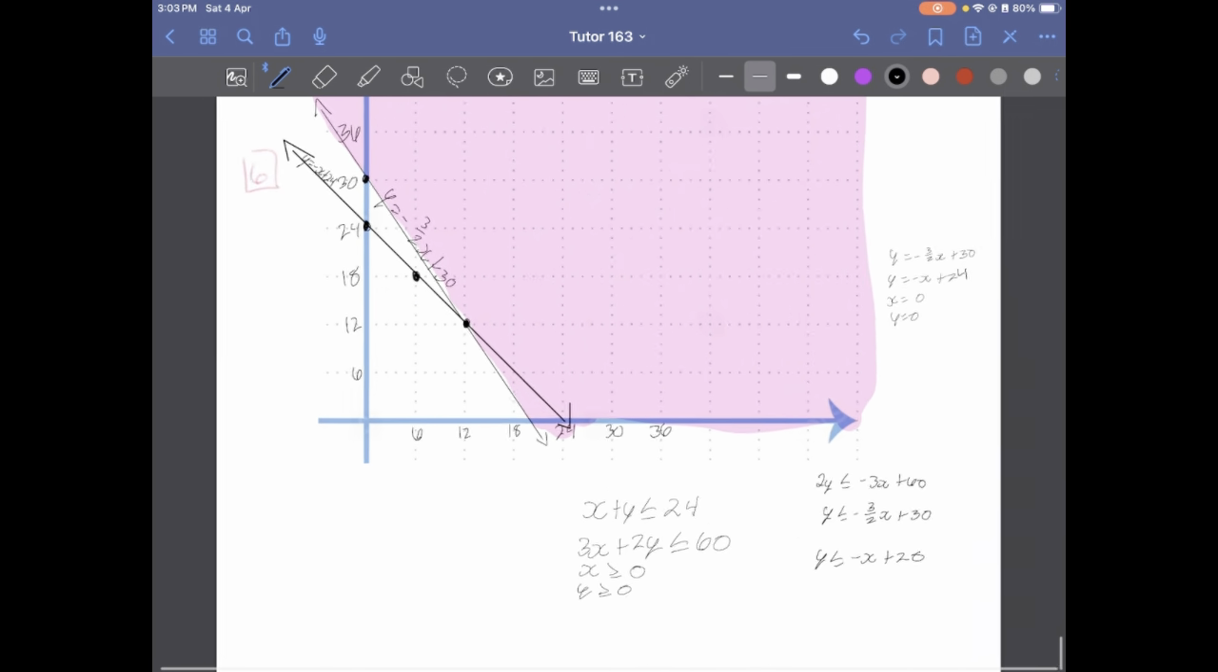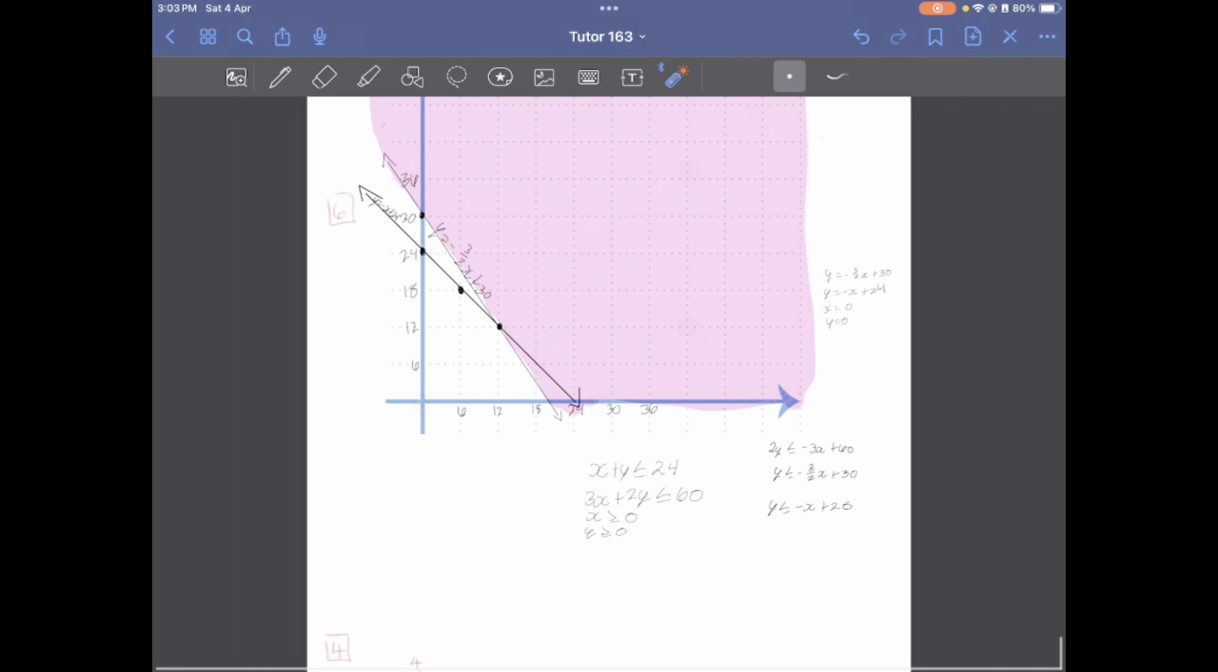Okay, and then to see which side you shade in, again, looking at where the less than or equal sign is. So this is y is less than or equal to negative x plus 24. So we want these areas. We don't want the areas outside of it. So we're going to shade this. Shade these.